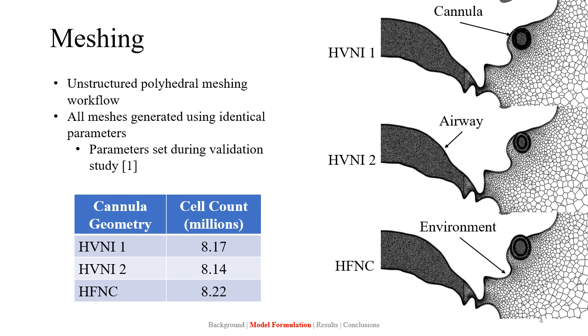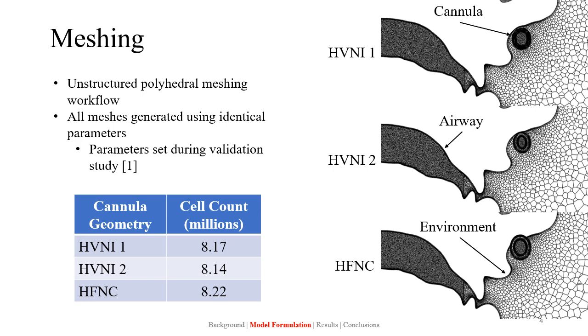An unstructured polyhedral meshing workflow is followed, with all meshes being generated using identical parameters. These parameters were set during the validation study. Notice in the bottom left, the cell count table only contains cell counts for 3 meshes, with the no therapy mesh not being listed. This is because the no therapy mesh is contained within the HVNI1 mesh.